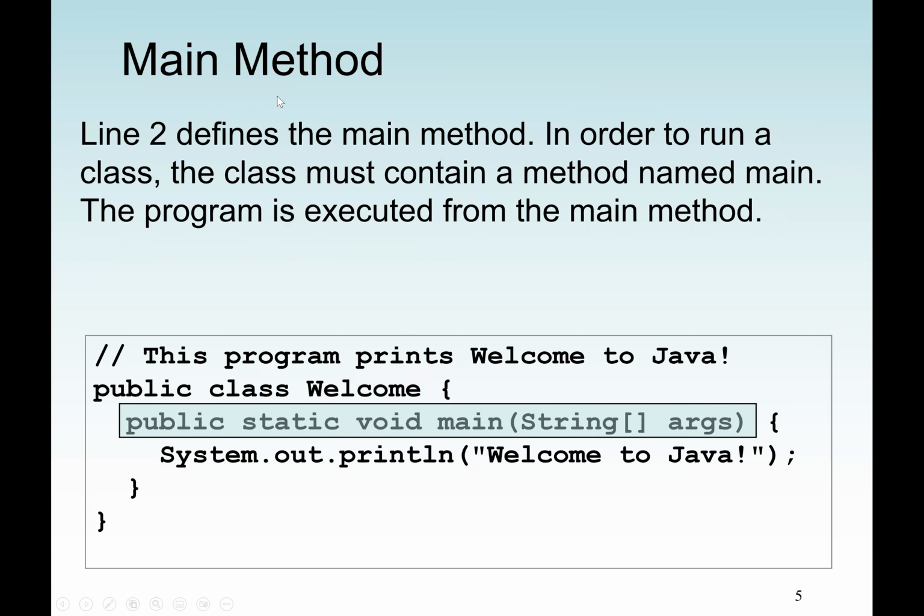So next is the main method, which we said is on line 2. So line 2 defines the main method. Now, in order to run a class, the class must contain a main method, a method named main. The program is executed from the main method, as we said.